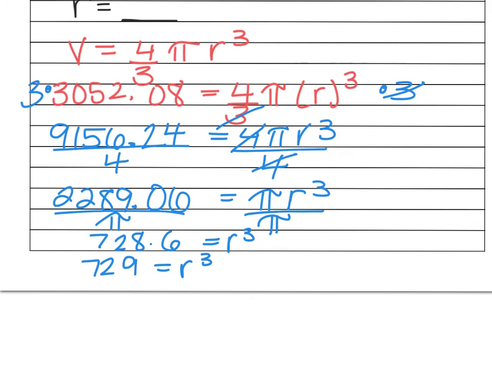And we don't know how to do cubes yet. That's coming up in the next section. But what I want you to look at is what times what times what gives you 729. So you might have to mess around in your calculator for a while to figure out what that cube would be. But this particular cube to get r is 9. So 9 times 9 times 9 is 729. So the radius is 9.